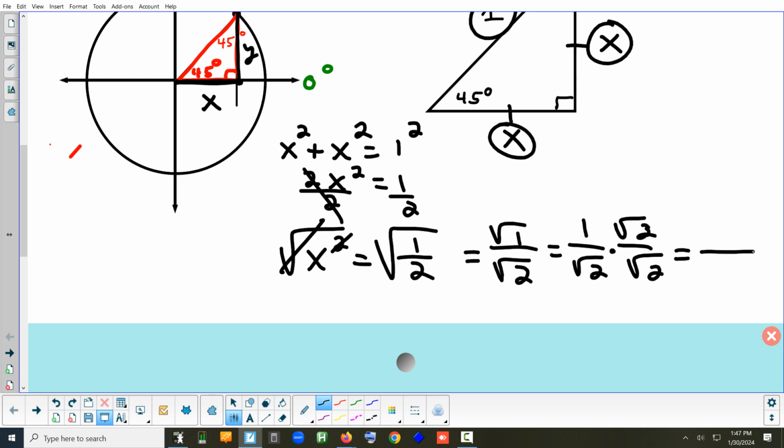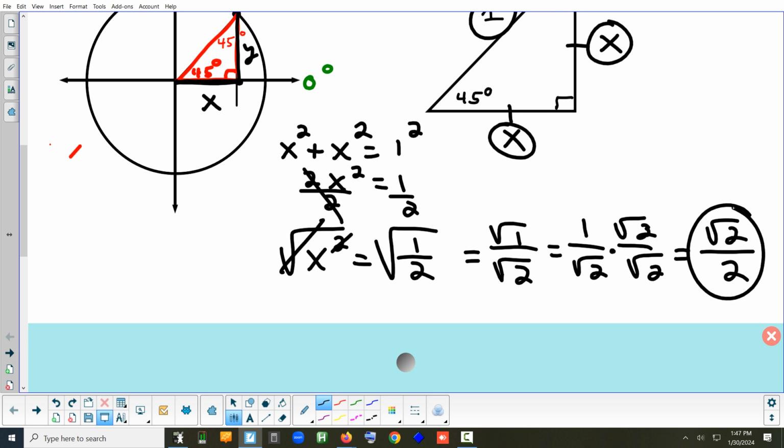And what is that going to give me in the bottom now? 2. And what about in the top? Square root of 2. So hopefully that's a number that looks a little familiar. That we've seen square root of 2 over 2 before.